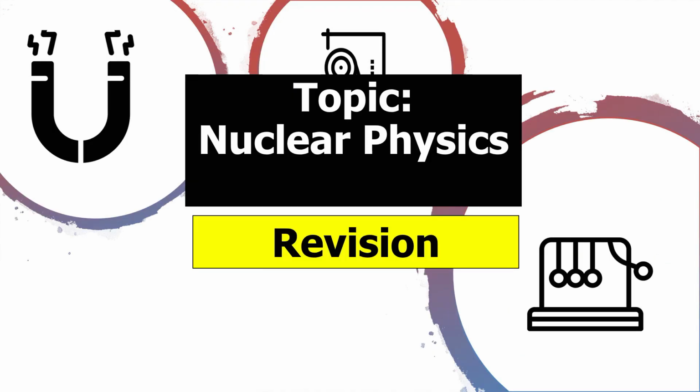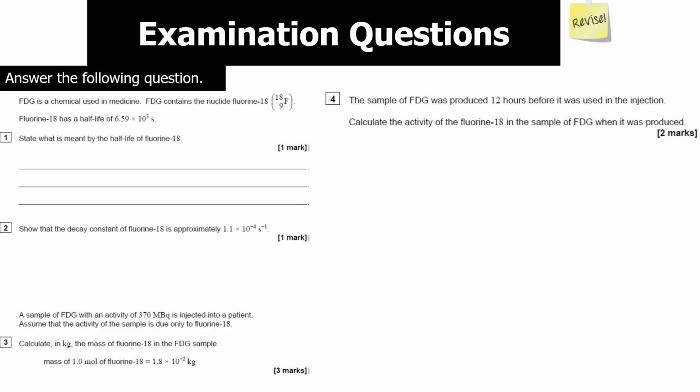Let's now have a look at some questions on nuclear physics. The first question says, FDG is a chemical used in medicine. FDG contains the nuclide fluorine-18. Fluorine-18 has a half-life of 6.59 times 10 to the 3 seconds. Firstly, state what is meant by the half-life of fluorine-18. Then show that the decay constant of fluorine-18 is approximately 1.1 times 10 to the minus 4 per second.